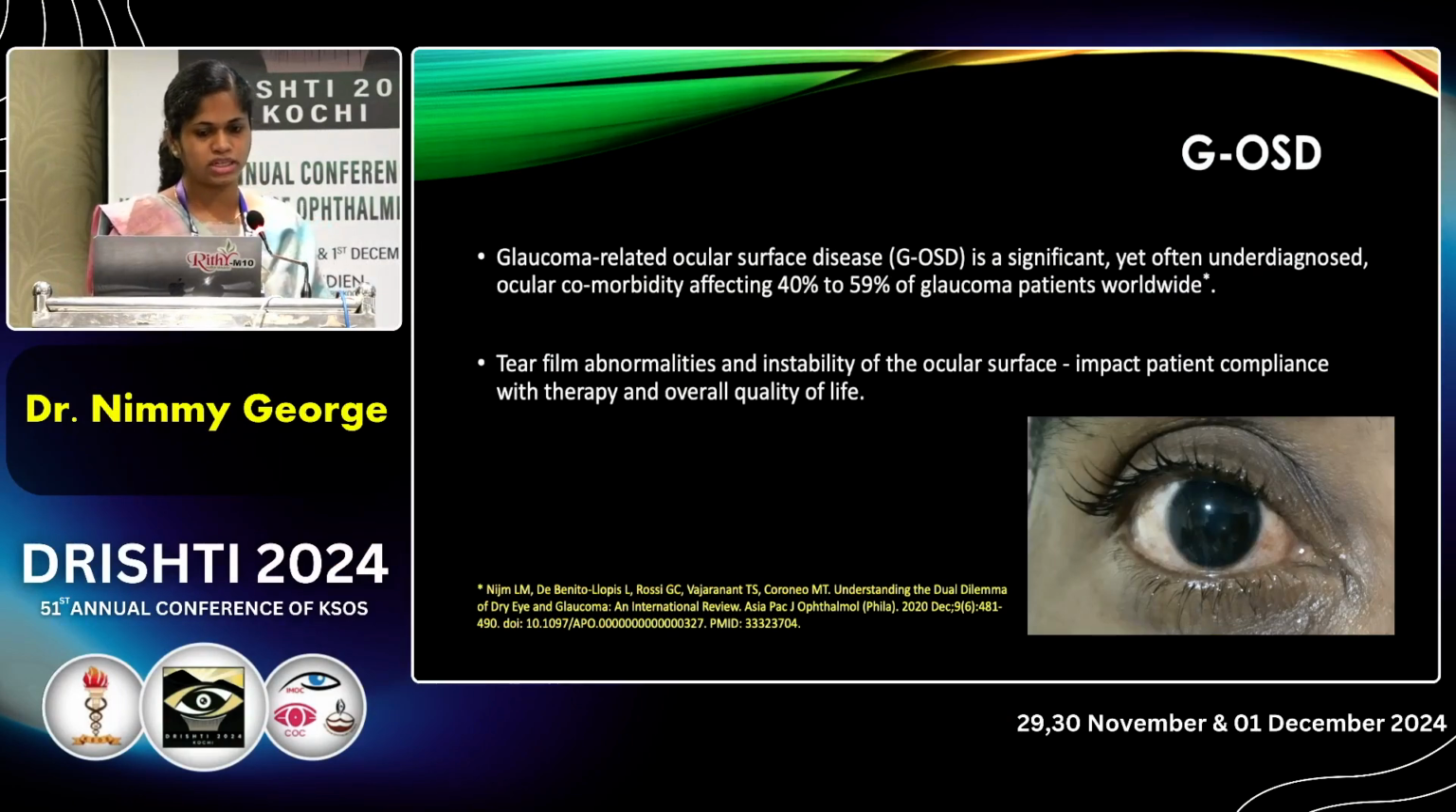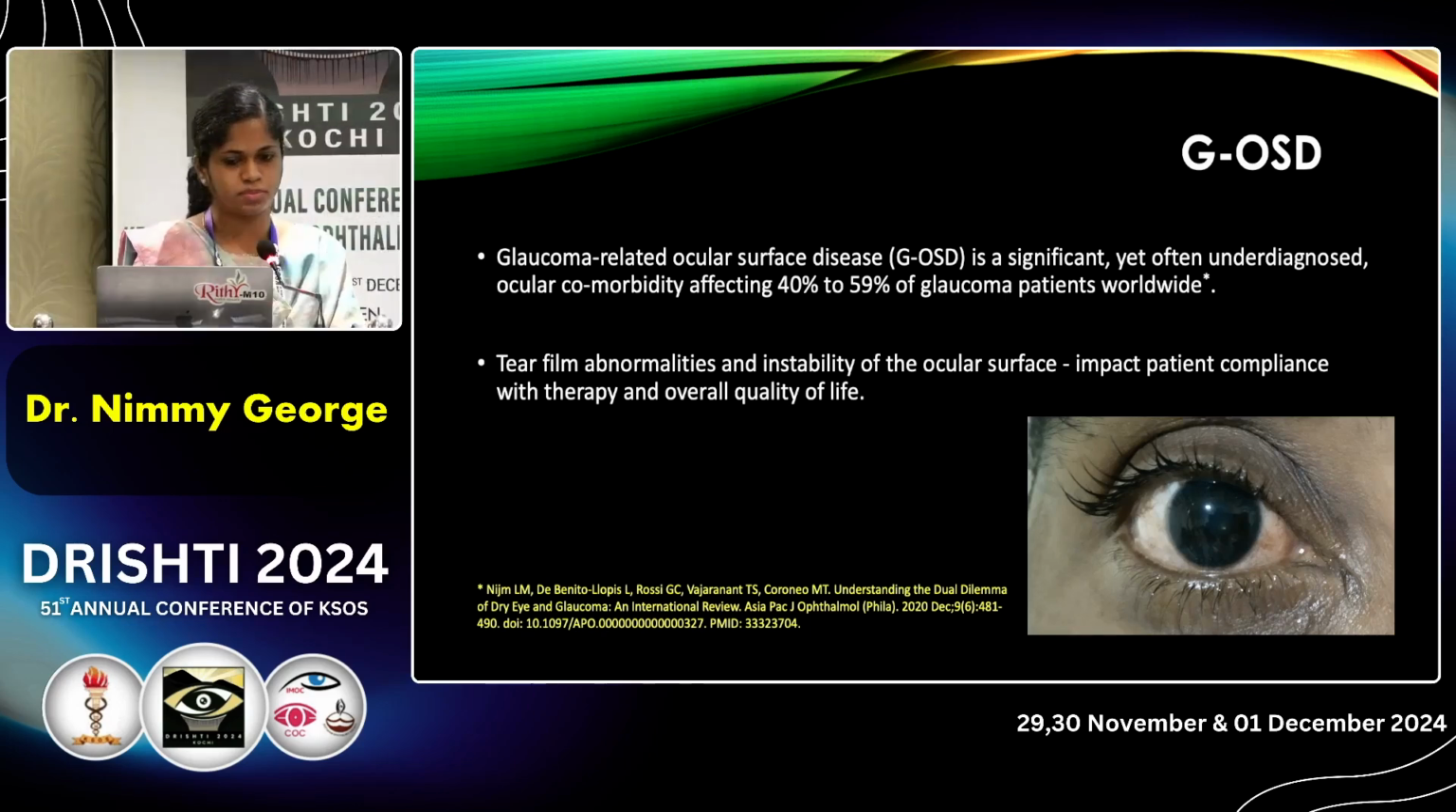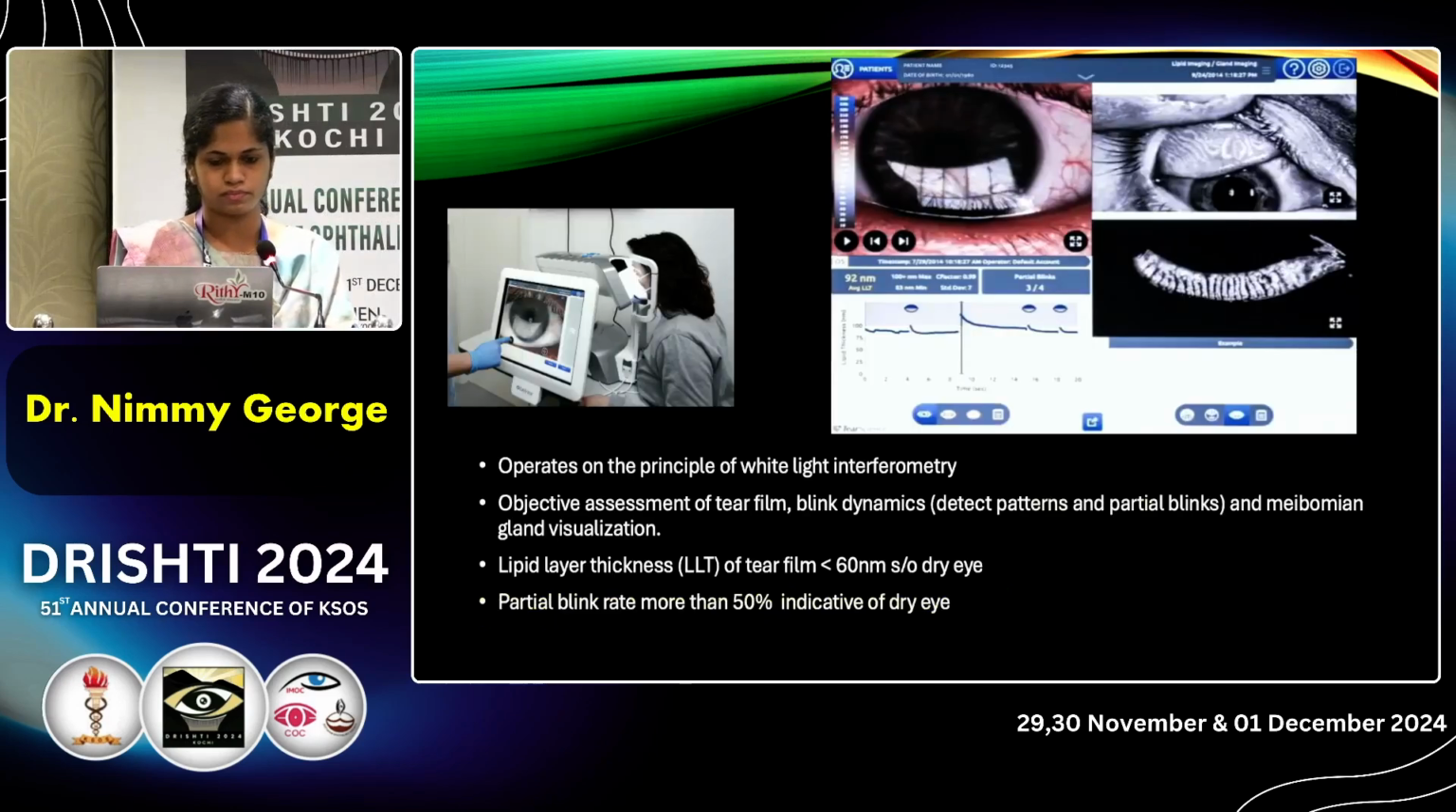GOSD, or glaucoma-related ocular surface disease, is a significant yet often underdiagnosed ocular comorbidity affecting nearly 60% of glaucoma patients worldwide. The topical therapy can cause tear film abnormalities and instability of the ocular surface, which can adversely impact patient compliance with therapy and overall quality of life.